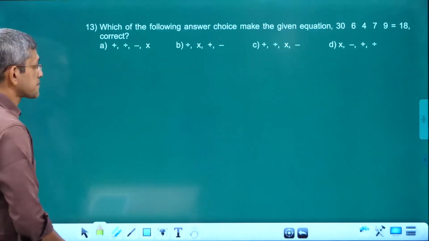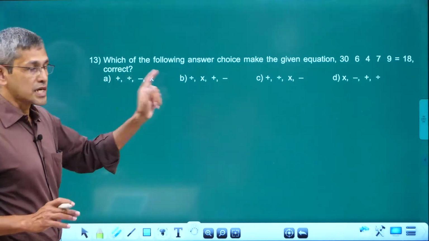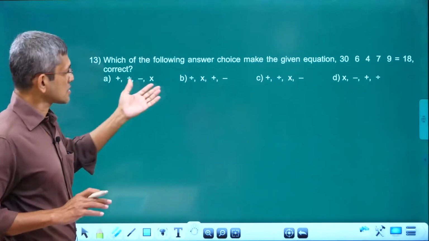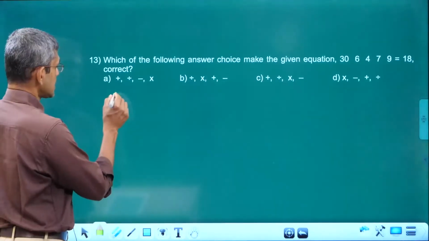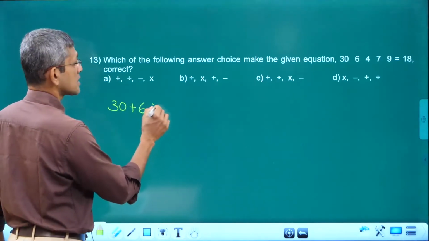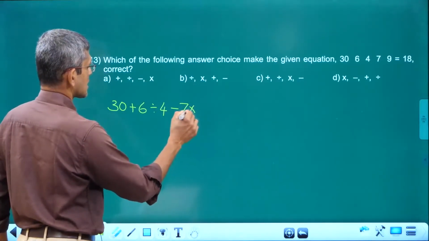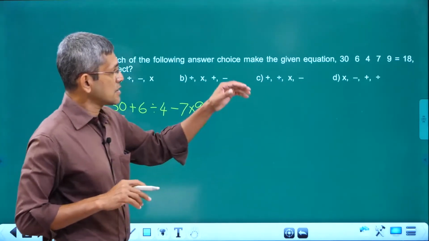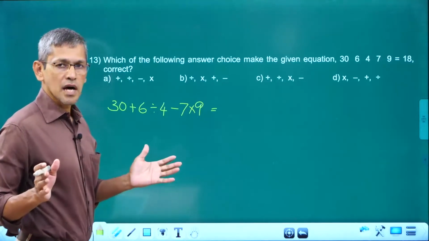How about the next one? Question number 30. Which of the following answers makes the given equation true? So let's do the trial and error method. Nothing else, trial and error. 30 plus 6 divided by 4 minus 7 multiplied by 9. Okay, so that's what it is. So are we getting the answer 18 from this? It is perfectly all right, otherwise that may not be the answer choice.